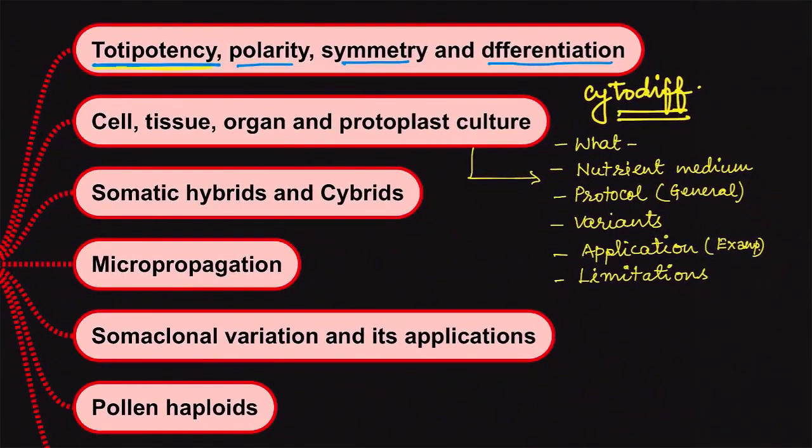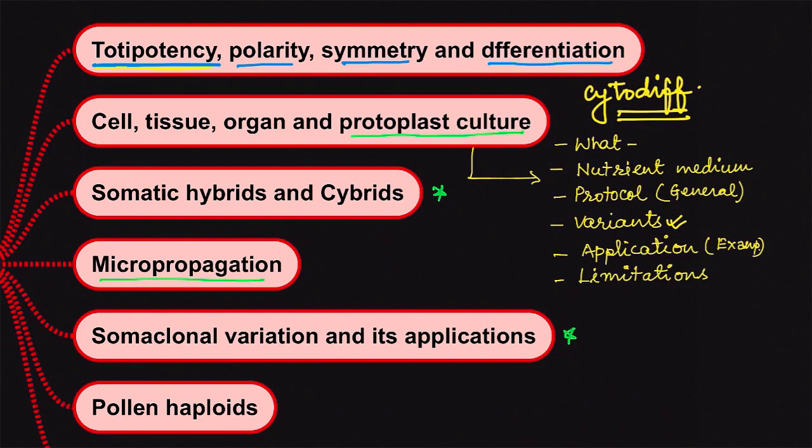So for cell, tissue, organ and protoplast culture, these are the 6 headings under which you have to answer, and certain types of variants can be done in detail. Then within morphogenesis, 2 topics which are most important happen to be somatic hybrids and cybrids, somaclonal variations and its applications, and if you want me to add at least 2 more other very important and repeated topics, they will be protoplast culture and micropropagation.